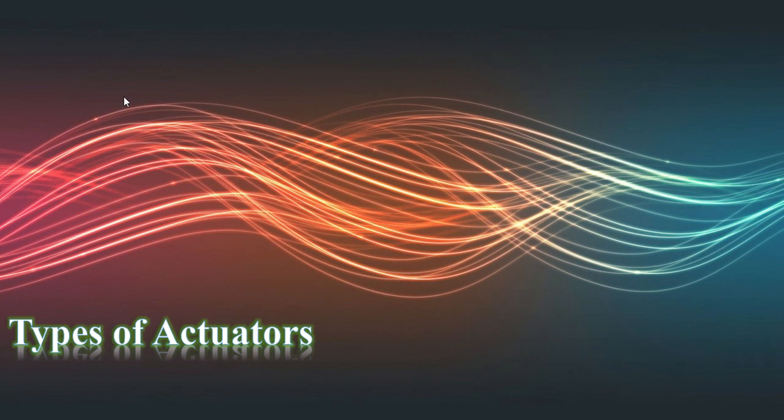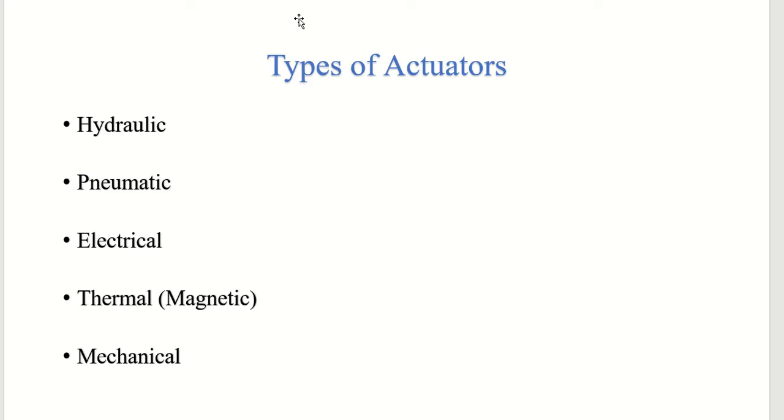Then you have different actuators. Because the video has been stretched out a little too long, let's discuss actuators very briefly and then we will wind it up. So at a high level, we can classify actuators into five different types. It can be hydraulic, pneumatic, electric, thermal or magnetic, and mechanical.